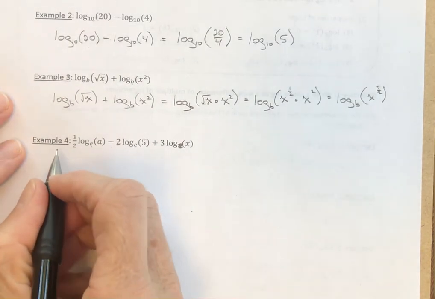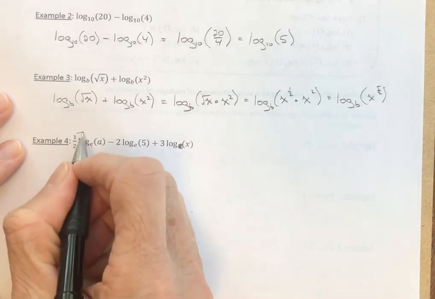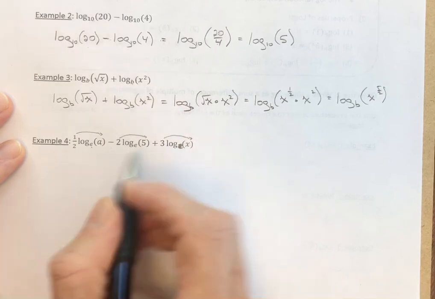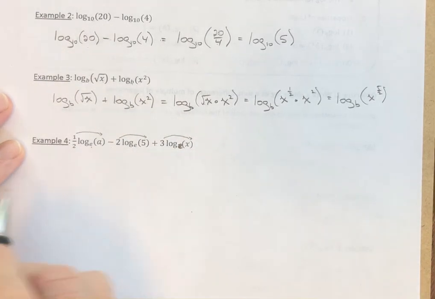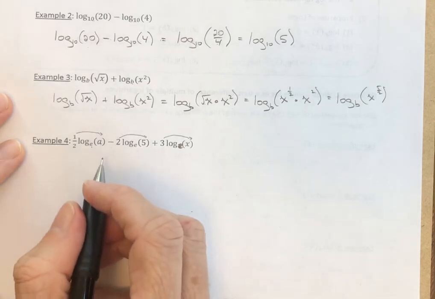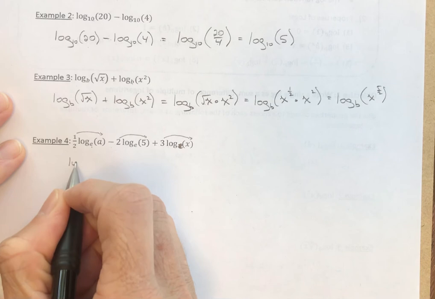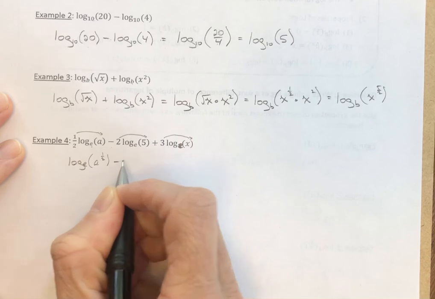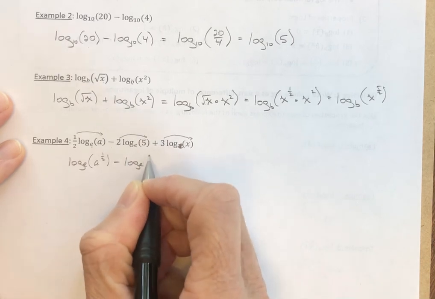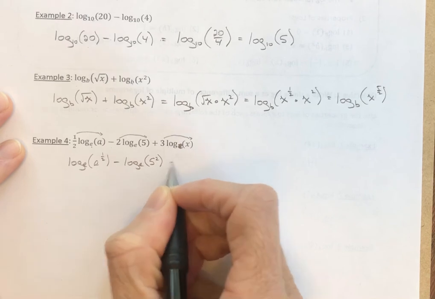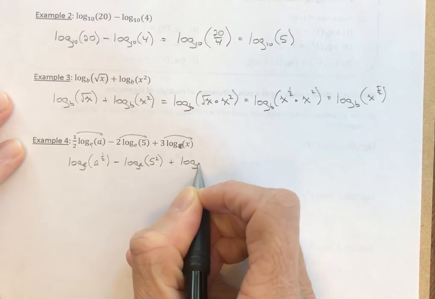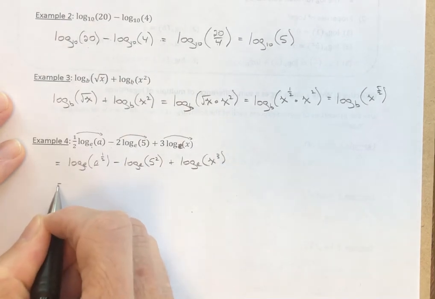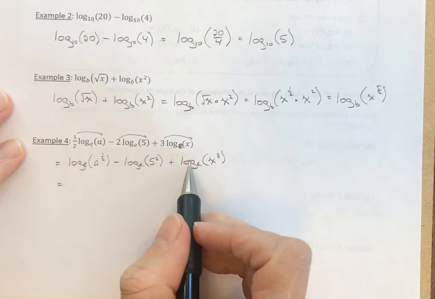Okay, so what do I know? Well, first off, according to property 6, I can move all of these numbers in front, and they can become exponents if I do property 6 in the reverse order. So this is the log base e of a to the 1/2 minus the log base e of 5 squared plus the log base e of x cubed. Okay? Now I go left to right as usual.